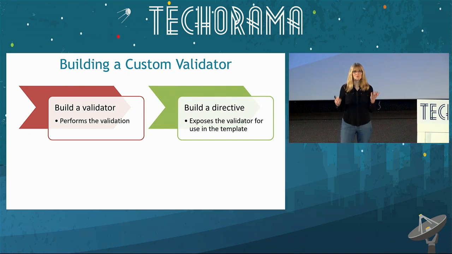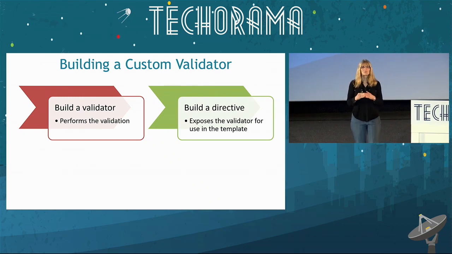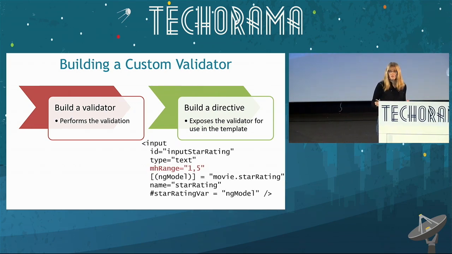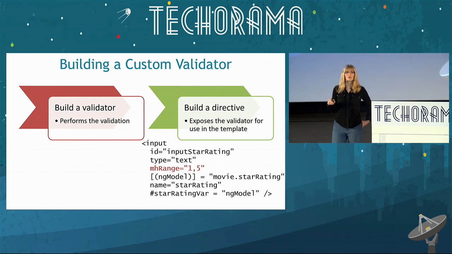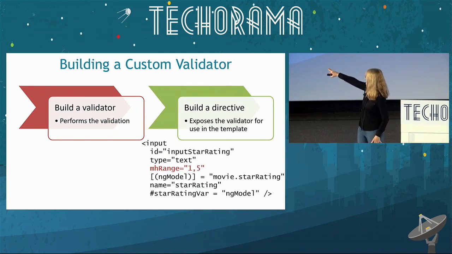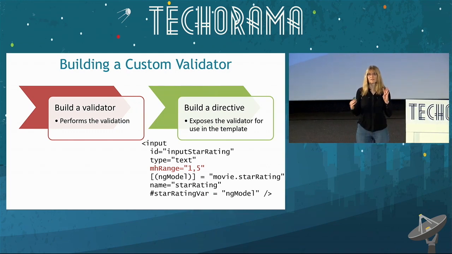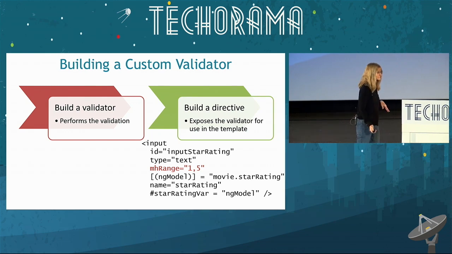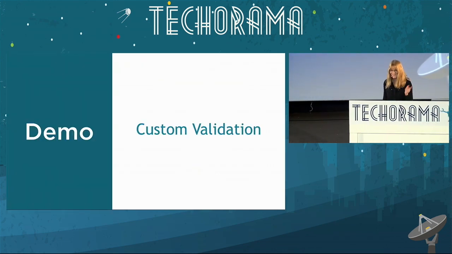Why do we need to do that? Because with template-driven forms, we have to have the attributes. That's how we do the validation with template-driven forms. So in order to have an attribute, you've got to have an attribute directive around your validator. If you're doing reactive forms, which we'll be talking about in a few minutes, then you can build just the validator and call it directly. So in my example, what I did is a numeric range validator, and I know you can do a range with a pattern, but that was what I selected to do. So here I've got my MH range 1, 5. That's saying it has to be a number between 1 and 5. And that's then my directive, MH range. MH for movie hunter. All right, so let's take a quick look at that.